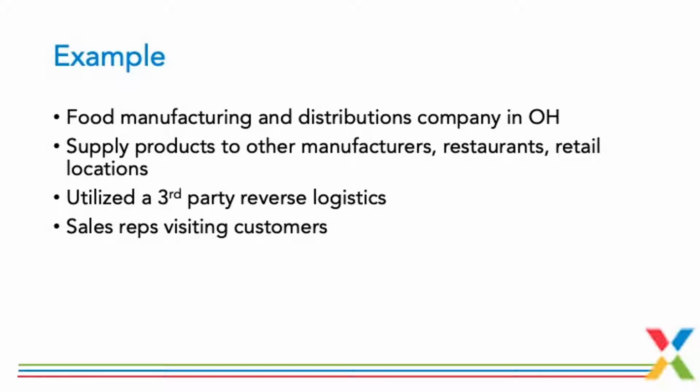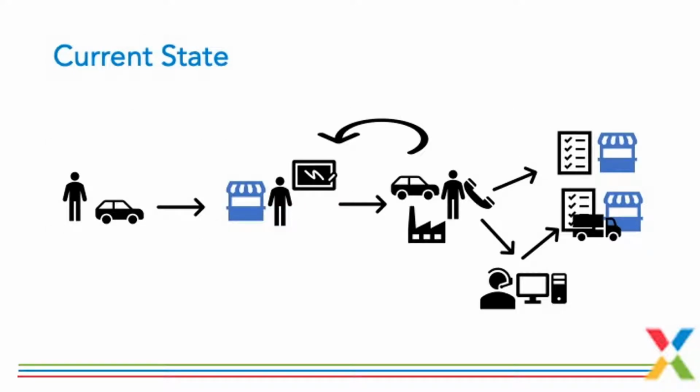And their sales model was that sales reps used to visit customers in their warehouses, their retail locations, and their manufacturing locations, take orders, and then they fulfilled those orders. So this was their state before they started any kind of digital transformation initiative. This infographic pretty much tells the story.